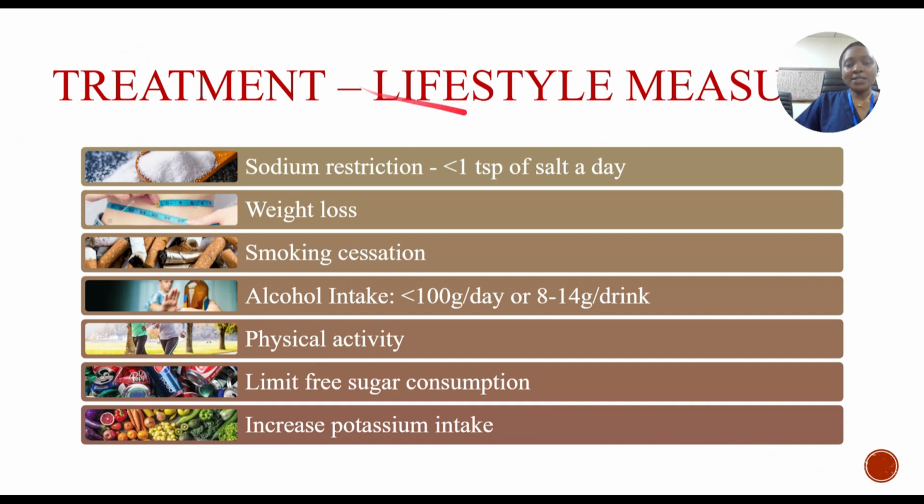Now, what are these lifestyle measures? As you can see, we have different lifestyle measures on the screen: sodium restriction, weight loss, smoking cessation, alcohol intake, physical activity, limiting free sugar consumption, and increasing potassium intake. Of note, weight loss is an important lifestyle measure, and studies have found that an average weight loss of 5 kilograms correlates with a reduction of up to 4.4 and 3.6 mmHg of systolic and diastolic blood pressure, respectively.